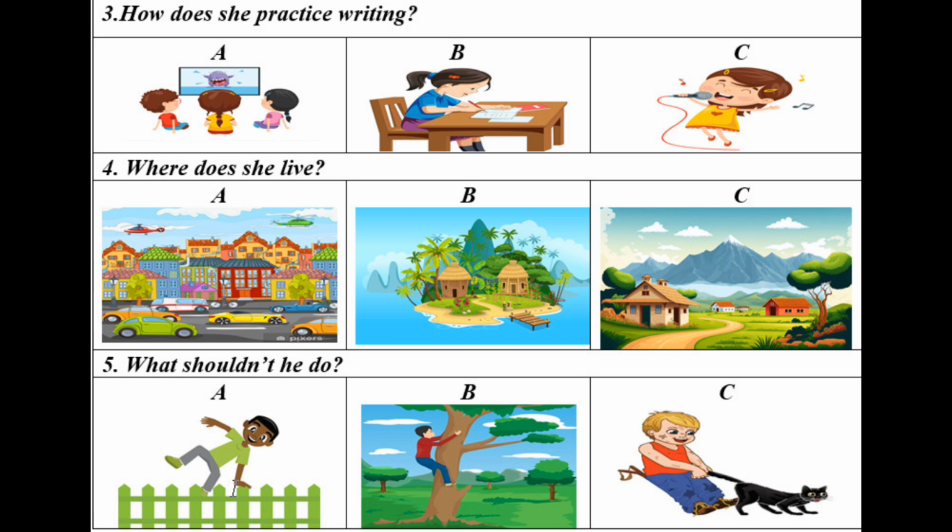Number 4. What's your address? I live in Tam Ky Village. We don't have an exact home address. Number 5. Don't jump across fences like that. You may fall down. Okay, I won't.